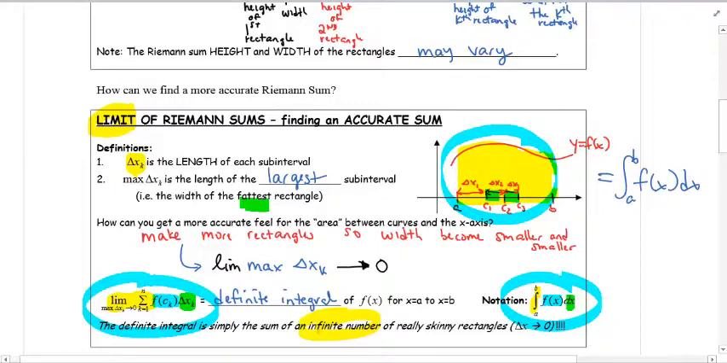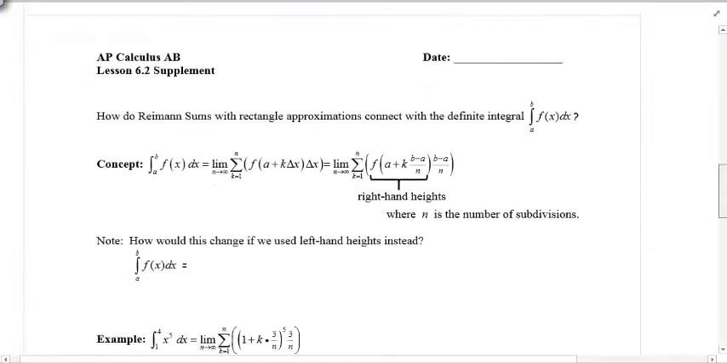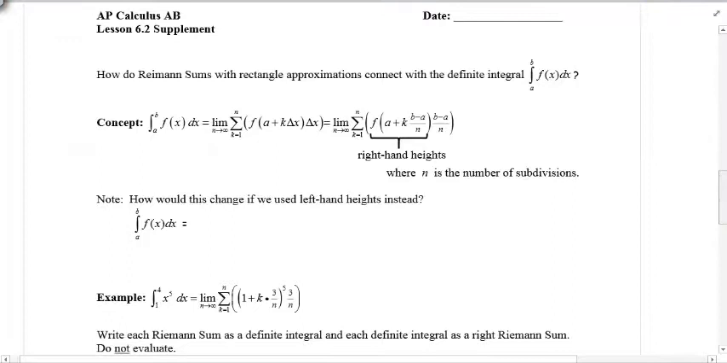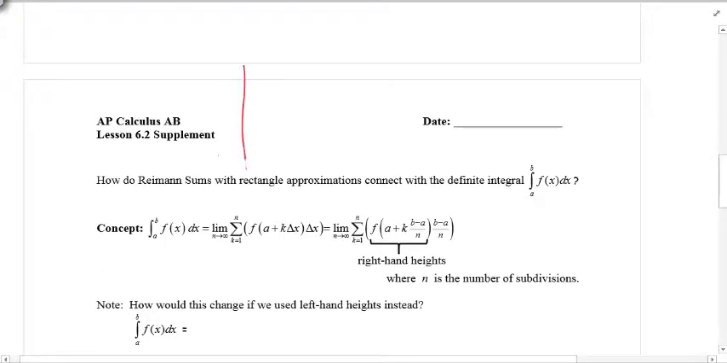So, if we continue on to the next page, my next question to you is, how do Riemann sums with rectangle approximations connect with this definite integral? So, once again, I'm going to draw out a picture. Let me do it up here. x, right? y equals f of x, starting at a, ending at b.